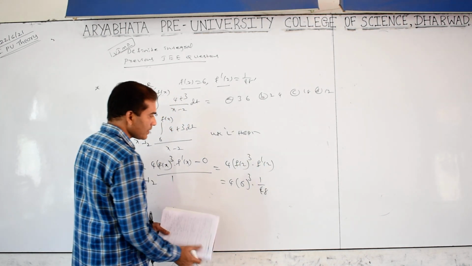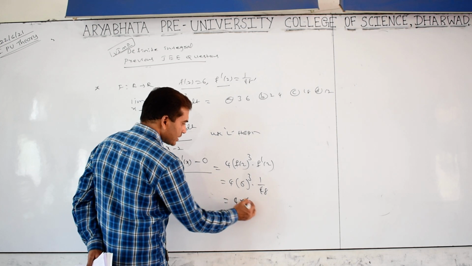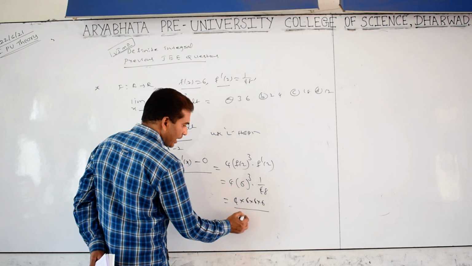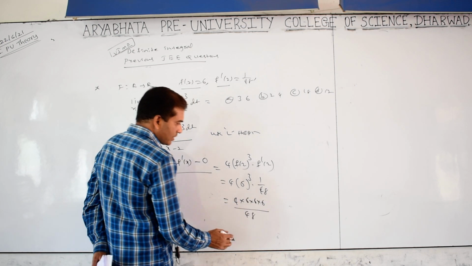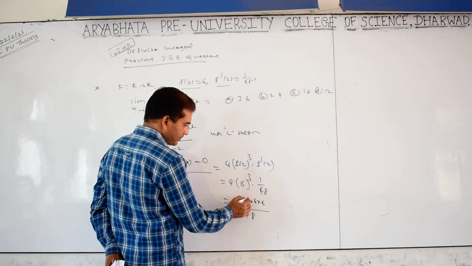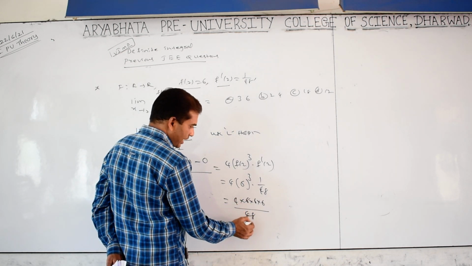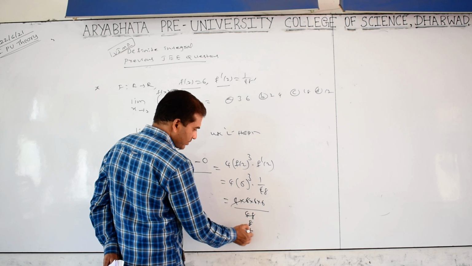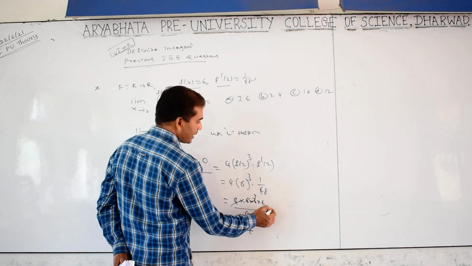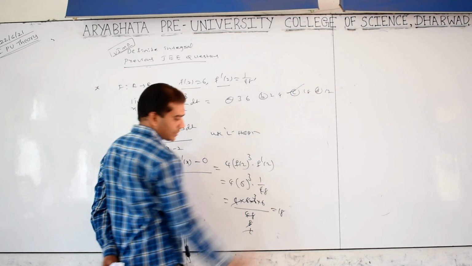Simplify. Tell me: 4 into 6 into 6 into 6 by 48. 6 eights are 48, 4 twos cancel, 6 threes are 18. This is the answer.